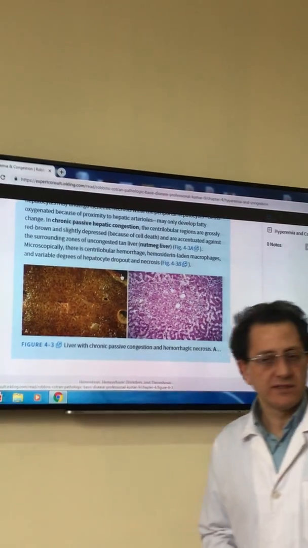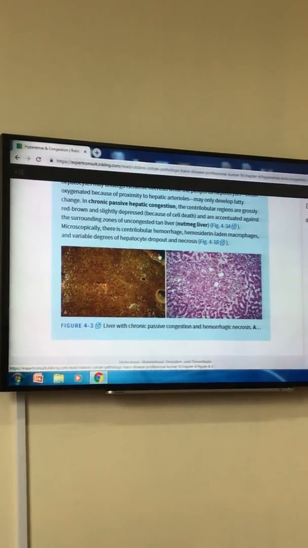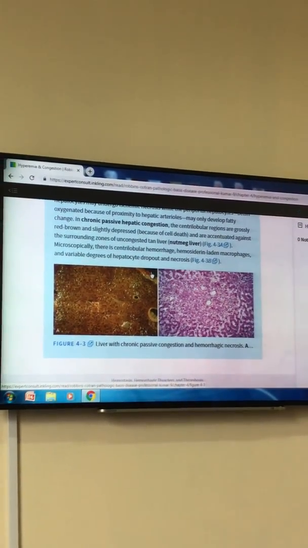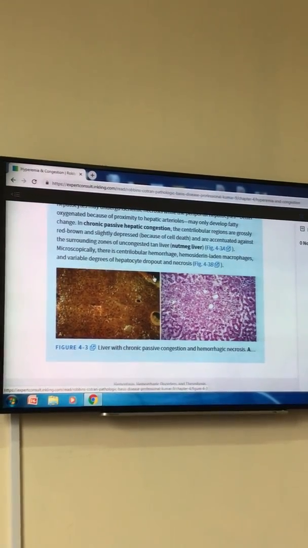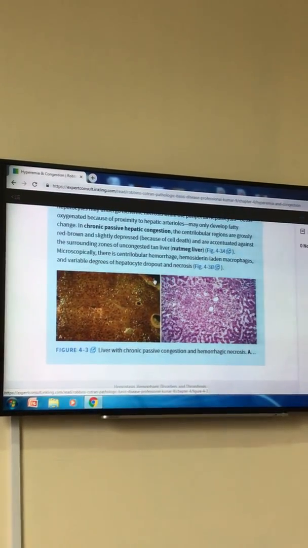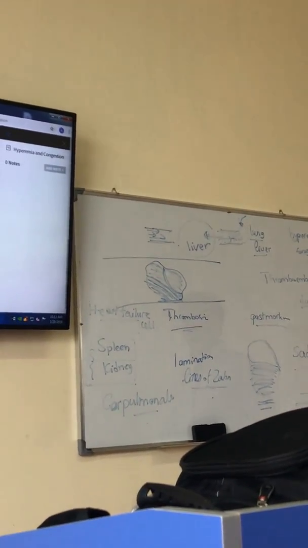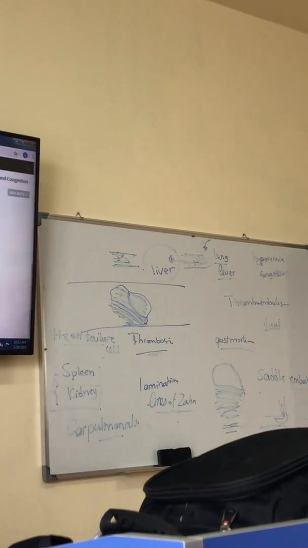Heart failure cells. So you see heart failure cells in the lung, in the alveolar spaces of lung. They accumulate hemosiderin, which is iron.